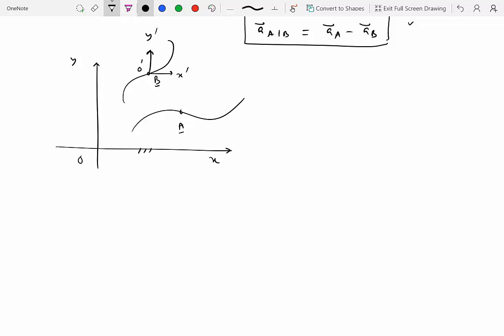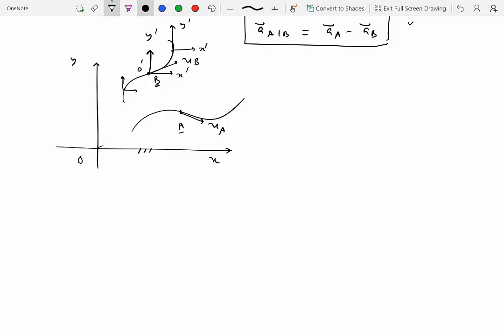which means that B could be here this instant, next instant B would be here, but the reference frame attached to B would still be pointing this way. Okay, so it's never changing its orientation because it's not allowed to rotate while A is moving along this path. So velocity of A could be, let's say, VA, and velocity of B, which would be tangent to this path, would be VB. So now the question is, what is the velocity of A with respect to B?